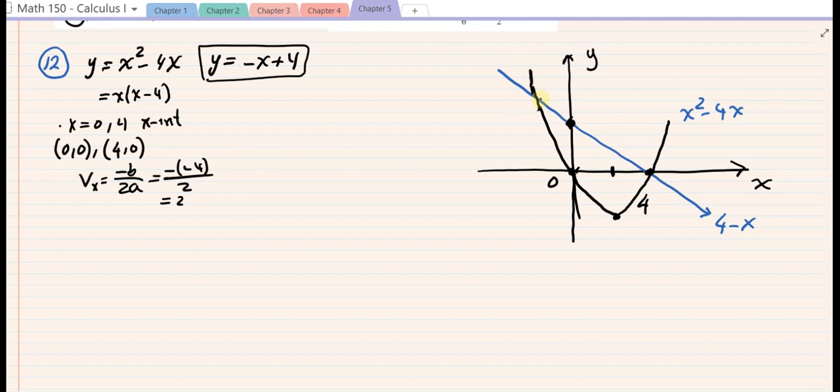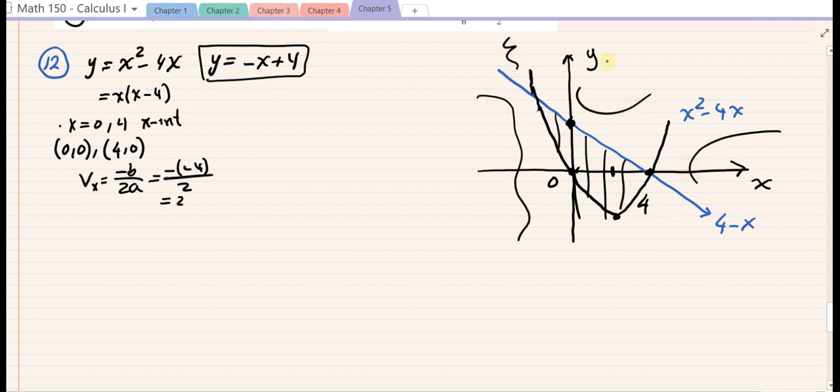The bounded region is this region. True? There's no other region that's bounded. We have open region here, open here, open here, open here. So we're not interested in the open regions. They're not bounded, so their area would be infinite.